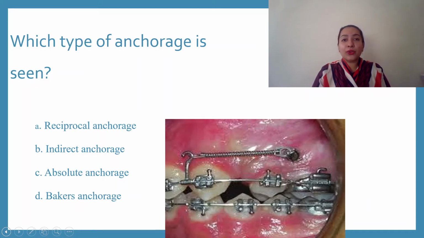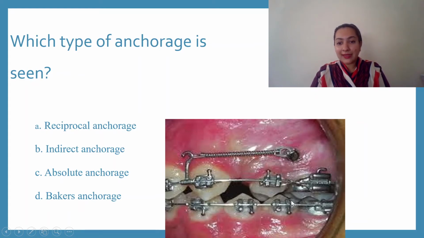For example, if you want to close a case of midline diastema, right? So reciprocal anchorage would be taken to close that space. Indirect anchorage, no, this is not a case of indirect anchorage. During indirect anchorage, what is done? We place this mini screw. What do you see in the figure?